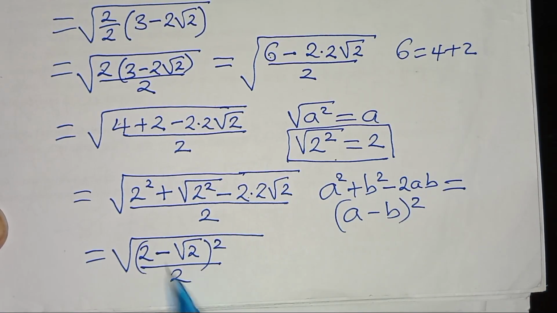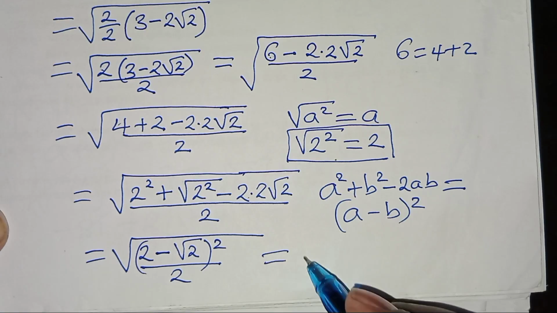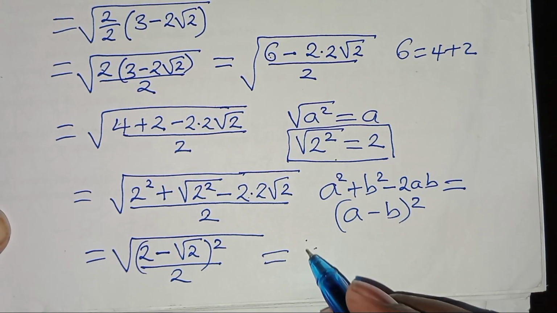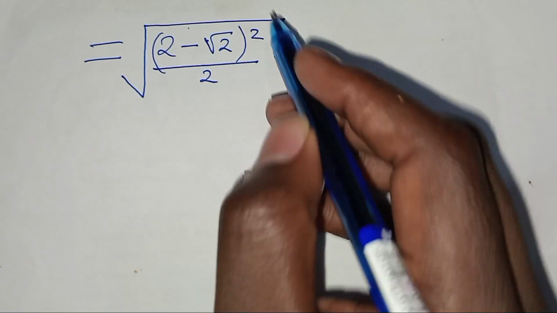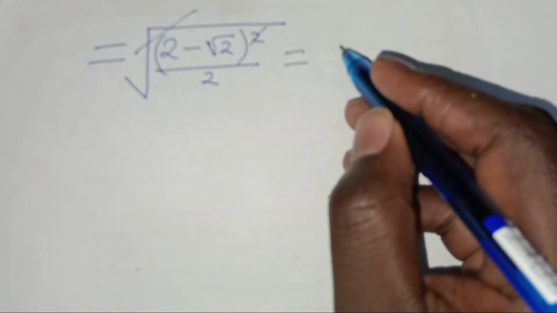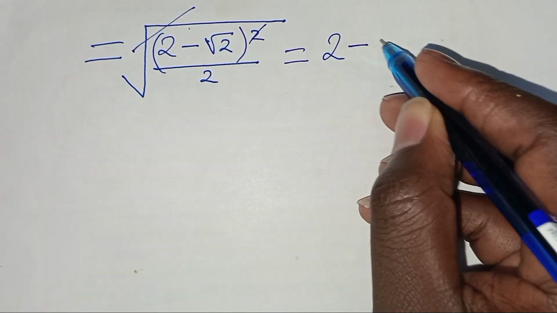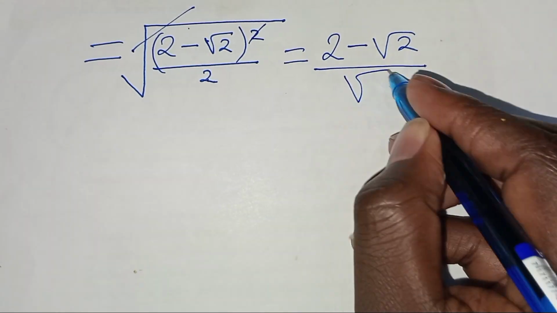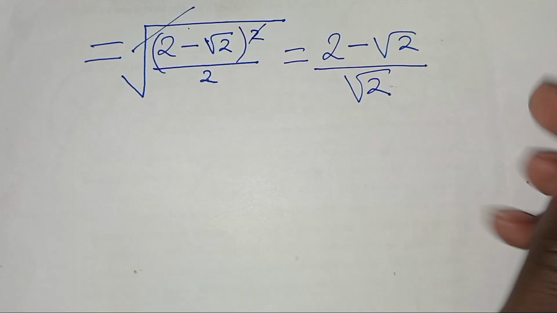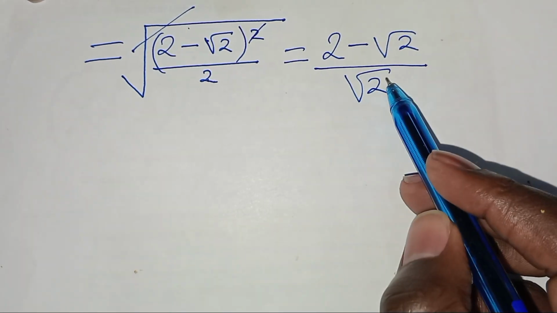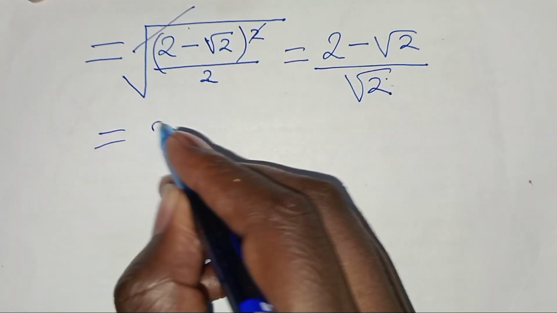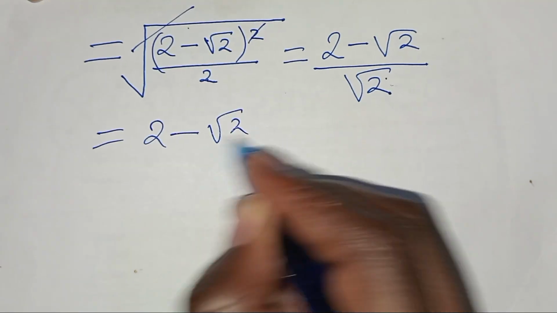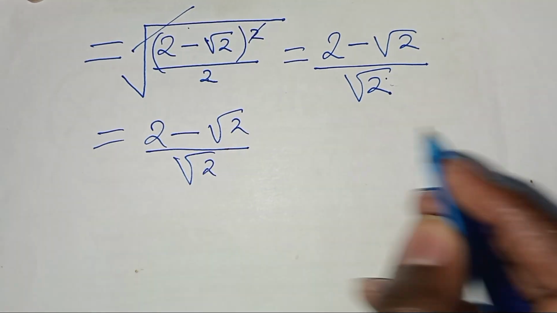This is the same thing as, now if we eliminate the square root sign here, we can simplify, so that now we'll have basically 2 subtract square root of 2 divided by square root of 2. So here this is 2 subtract square root of 2 divided by square root of 2.